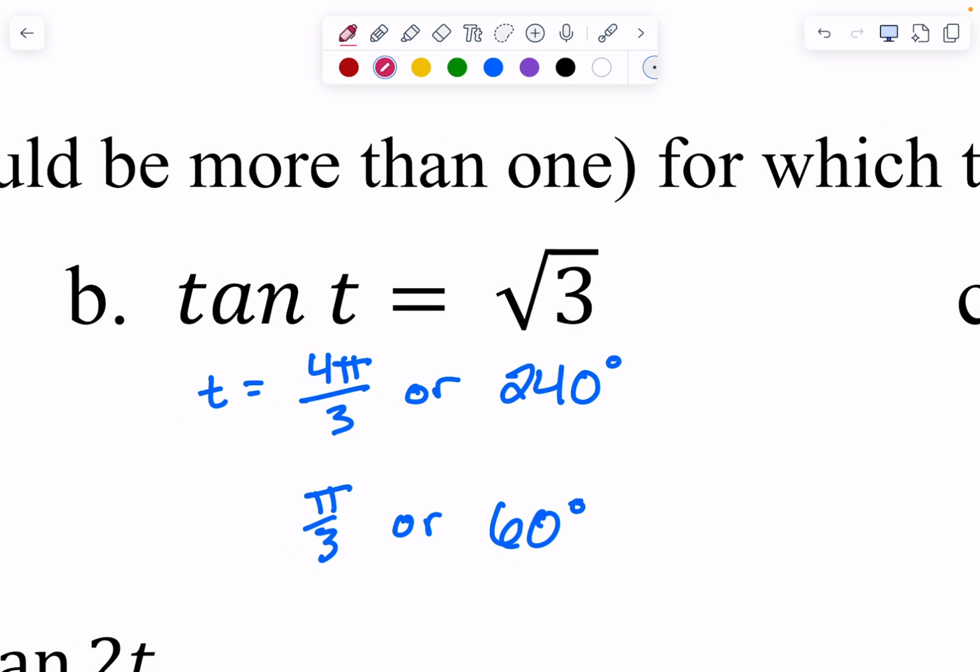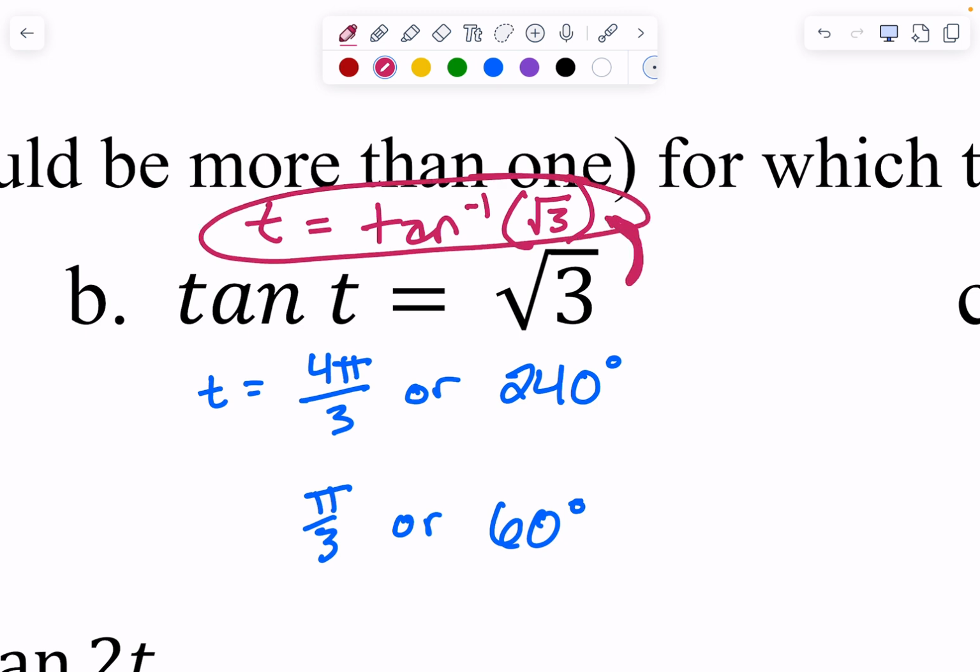Let's say this was worded ever so slightly differently, and they said t is equal to inverse tangent of the square root of 3. Those are saying basically the same thing, but if they word it like this, there is only one answer, and that one answer is which one? Only 60 degrees. Inverse tangent will only give you one answer. Tangent is the square root of 3 at 240 and at 60, but inverse tangent will only yield 60 degrees because that's the only one in the domain.